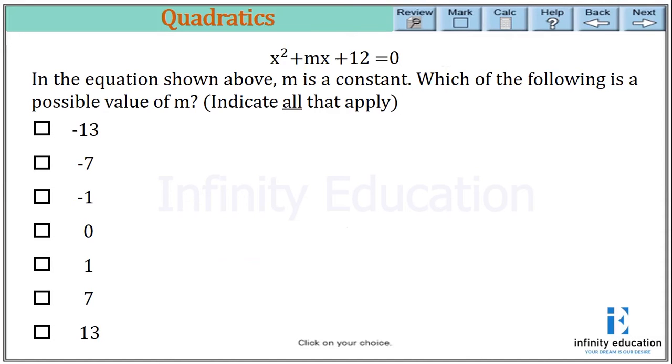x² + mx + 12 = 0. In the equation shown above, m is a constant. Which of the following is a possible value for m? Indicate all that apply. We can see this question consists of 7 options. As the question says indicate all that apply, only one can be the right answer, or all of them can be the right answer, so I have to check them one by one.